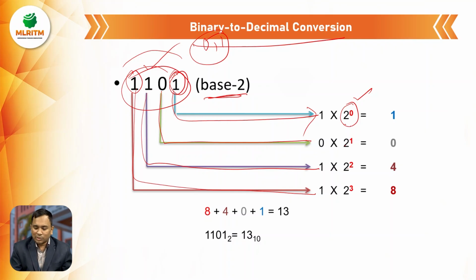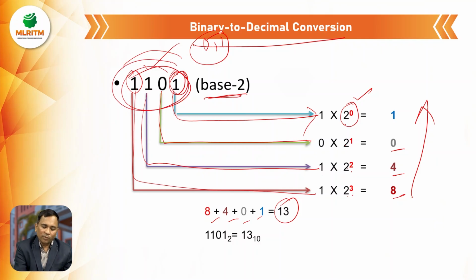So 2 power 0 value is 1, 1 into 1 is 1. 2 power 1, 0 into anything is 0. Next, 2 power 2 value is 4, 4 into 1 is 4. 2 power 3 value is 8, 8 into 1 is 8. Finally, I'm taking the addition of all values: 8 plus 4 plus 0 plus 1. Totally, the number 13 has come. And finally, my input number is the binary number 1101.